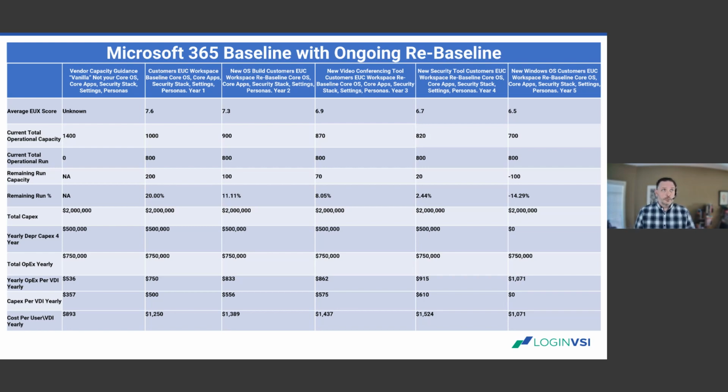Year 2, year 3, year 4, year 5, all the same things are happening. I'm still rolling in a new OS, new video conferencing, right? Maybe it's Teams 2.0, Metaverse Edition, 3D glasses. I'm not sure what it is, but the key is that every time we're introducing these major changes into your build, into your unique stack, we're rebaselining and resetting our operational capabilities. We're resetting the user experience scores. I'm resetting my TCOs.